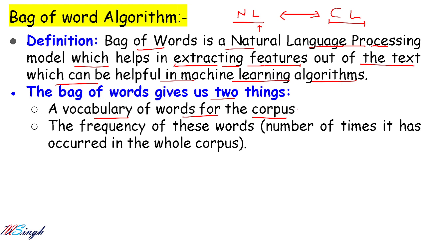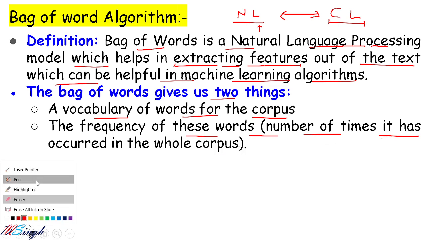Corpus. Corpus वो टेक्स्ट है जिस पर हम अपने बैग ऑफ वर्ड्स को अप्लाई करेंगे या जिस पे हम फीचर एक्सट्रैक्शन निकालेंगे. The frequency of these words is the number of times it has occurred in the whole corpus. What is the meaning of frequency? Frequency का meaning है कि कितने number of times वो जो है word आपके corpus में आया हुआ है.